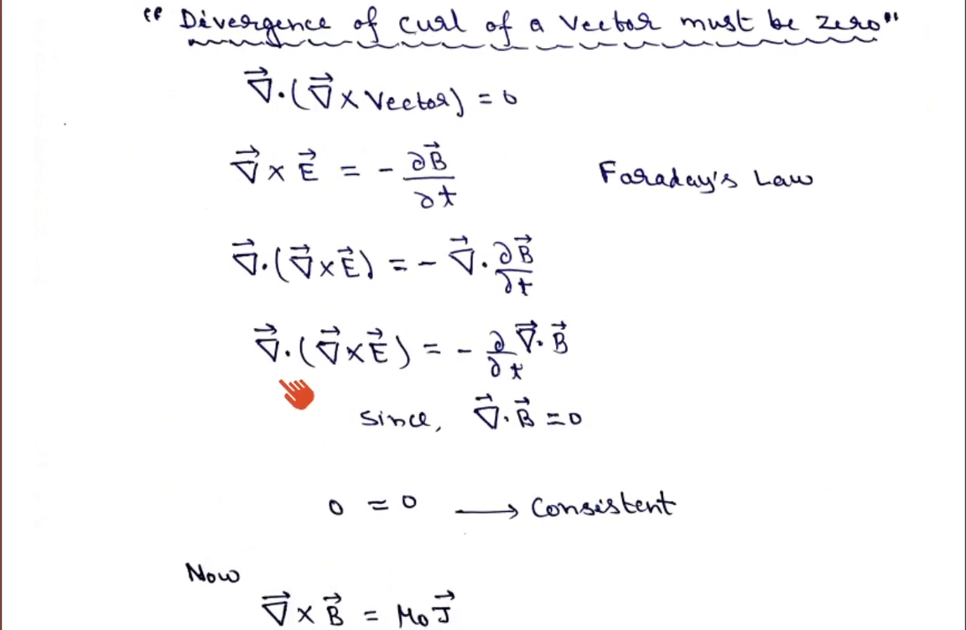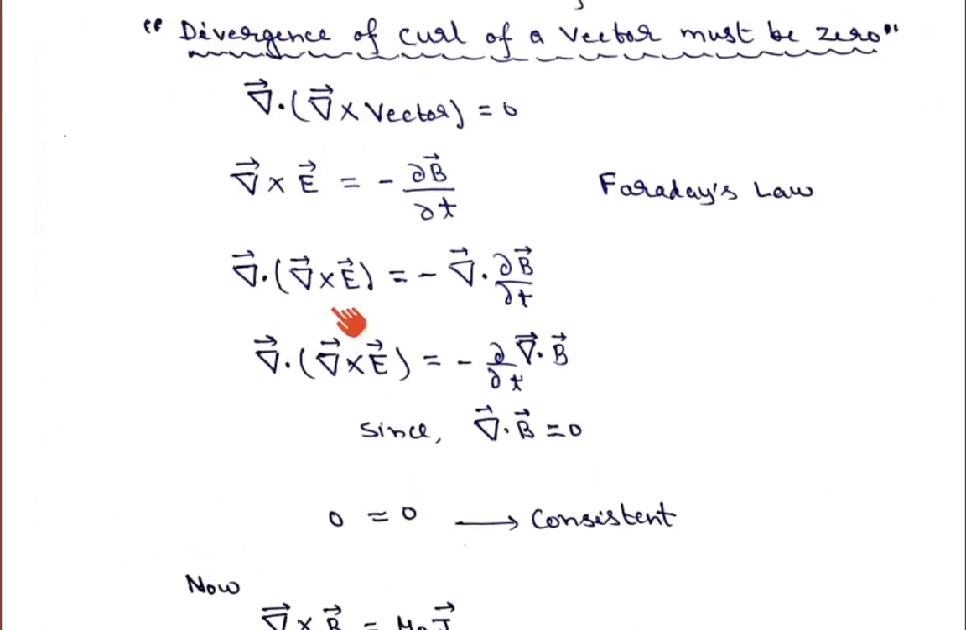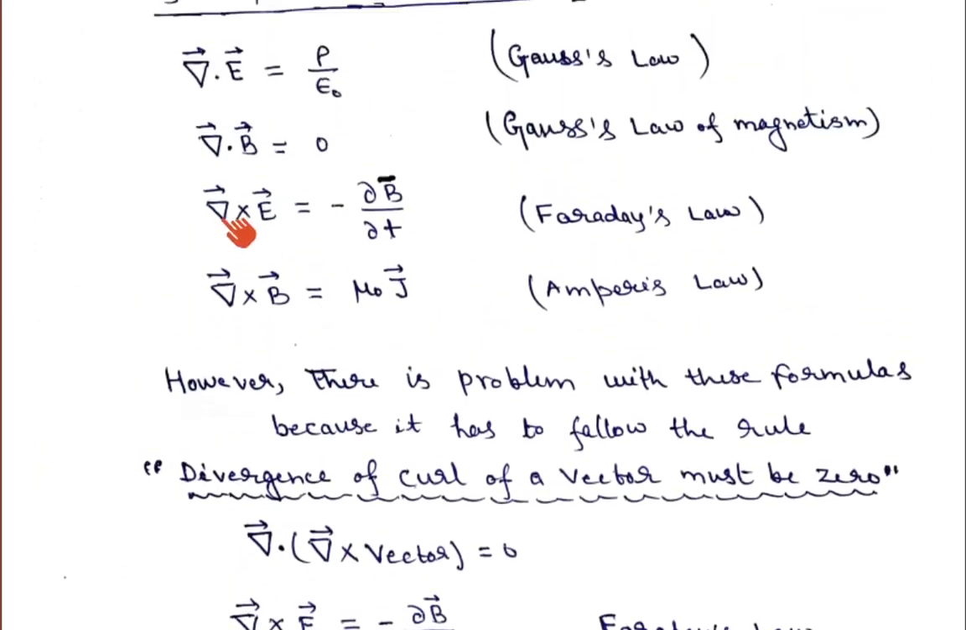So from this vector identity, divergence of curl of a vector is always equal to 0. So this left hand side becomes equal to 0, and because divergence of B is equal to 0, this also becomes equal to 0. That means this Faraday law of induction, del cross E is equal to minus del B upon del T, is also correct. This is also consistent with the old rule. So out of these four equations, three equations satisfy the old rule.